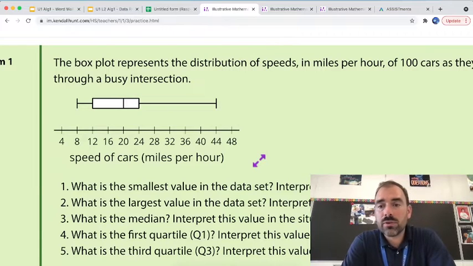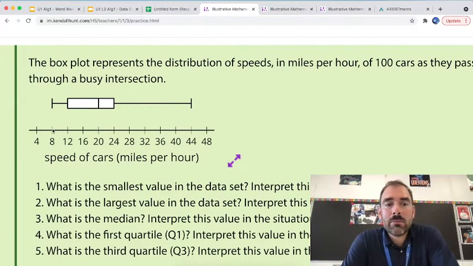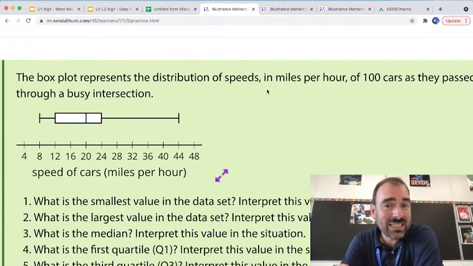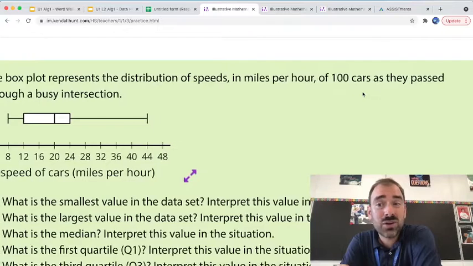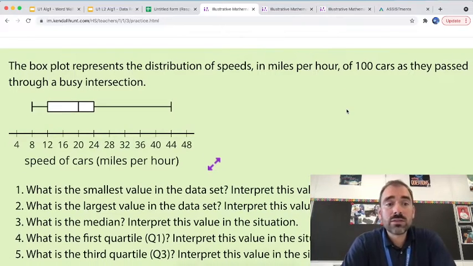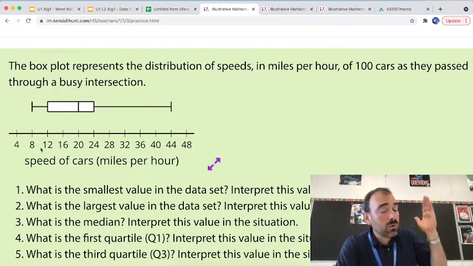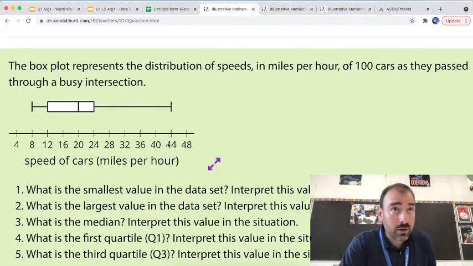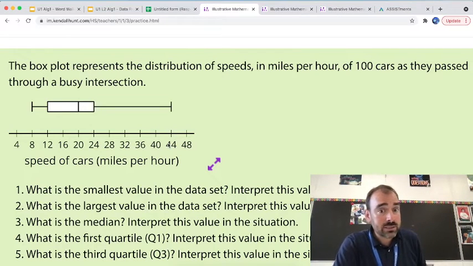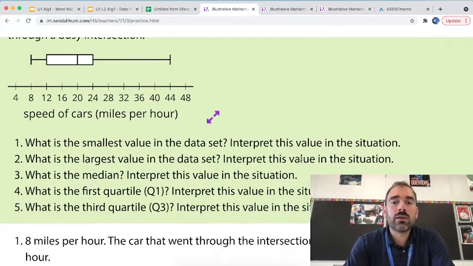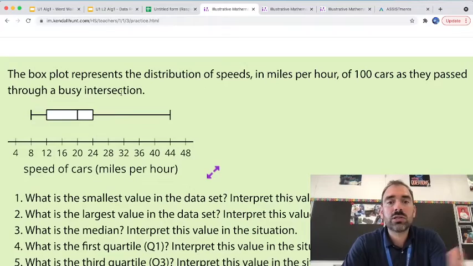So when it says interpret the value in this situation, that means you say, well, what does 8 mean? Speed of cars, miles per hour. So we have to go back to this. The box plot represents the distribution of speeds in miles per hour of 100 cars as they pass through a busy intersection. So what does the 8 mean? It means that some cars went through it just 8 miles per hour, going through that green light, while other cars saw that green light turn to yellow and were anticipating it was going to be red, and they gunned it and went through it 44 miles per hour. That's what interpret that value in the situation means, is that you actually say what it means in terms of a story.